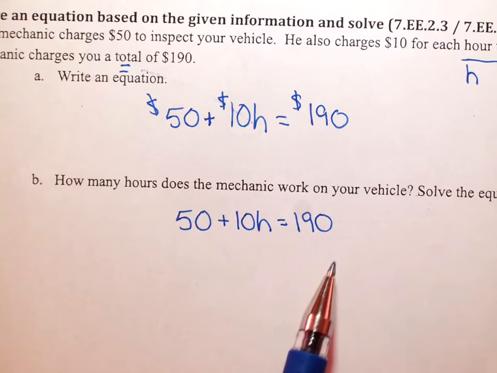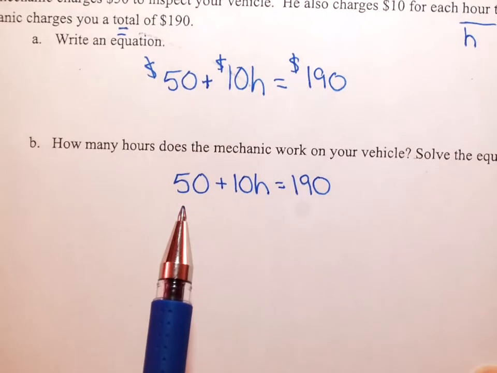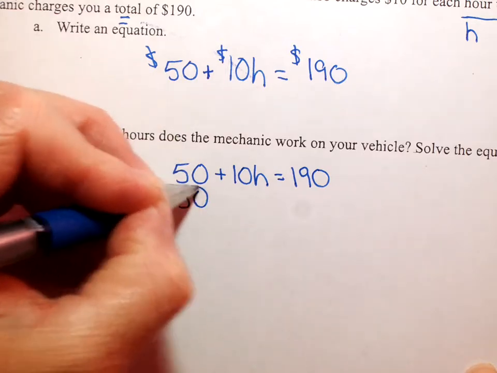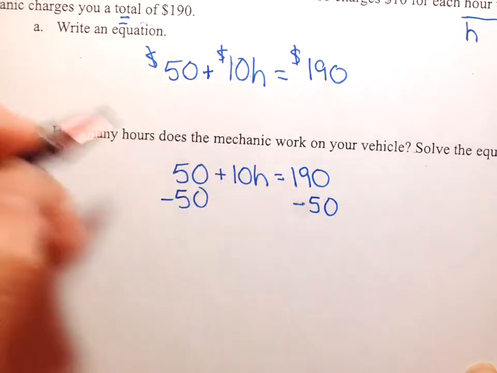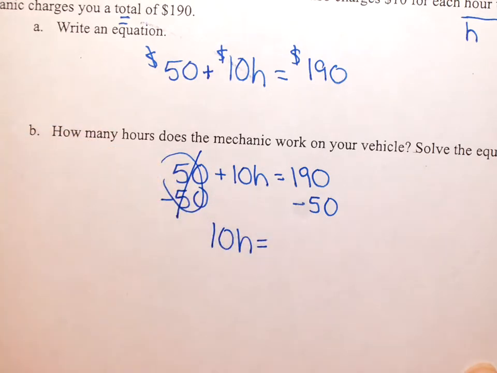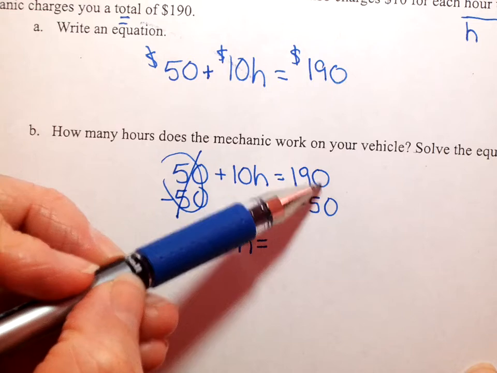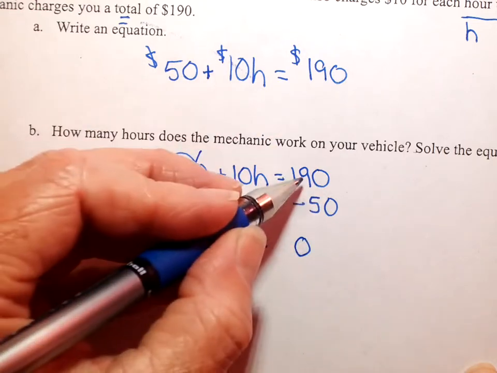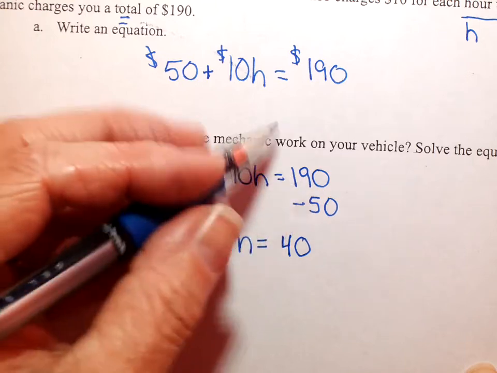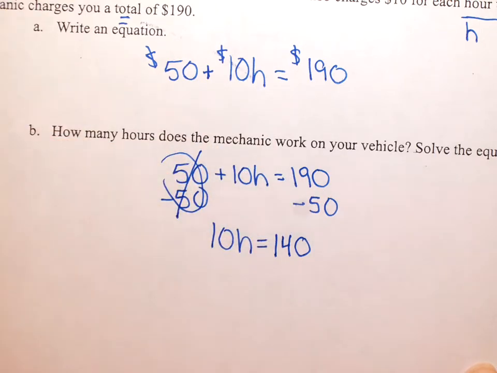Okay, where's my constant? My constant is 50. We're going to subtract 50 from both sides. I'm left with 10H is equal to 0 minus 0 is 0. 9 minus 5 is 4. Then the 1 comes down. So I have 10h is equal to 140.